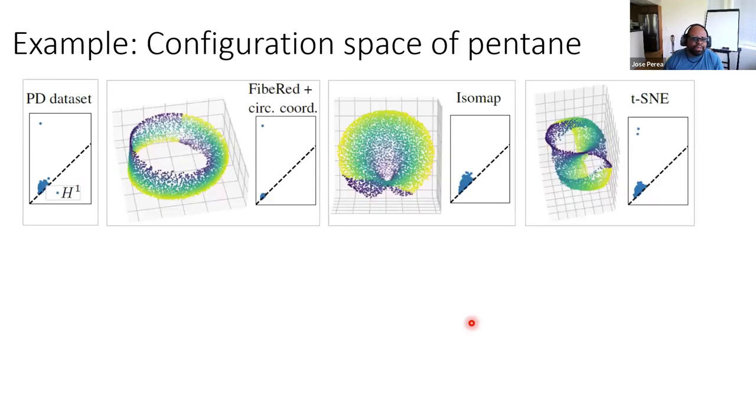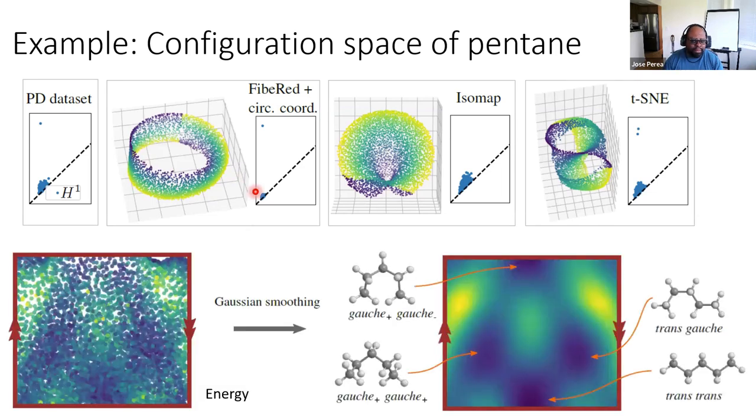So that's exactly how we proceeded here. We computed a fibered map on the configuration space of pentane using the circular coordinate. And the cool thing is that now that we have an actual parametrization, we can study things like the energy landscape. On the bottom of the page, each dot is one of these configurations, each one of these molecules, and the color is now the energy of that configuration, okay?